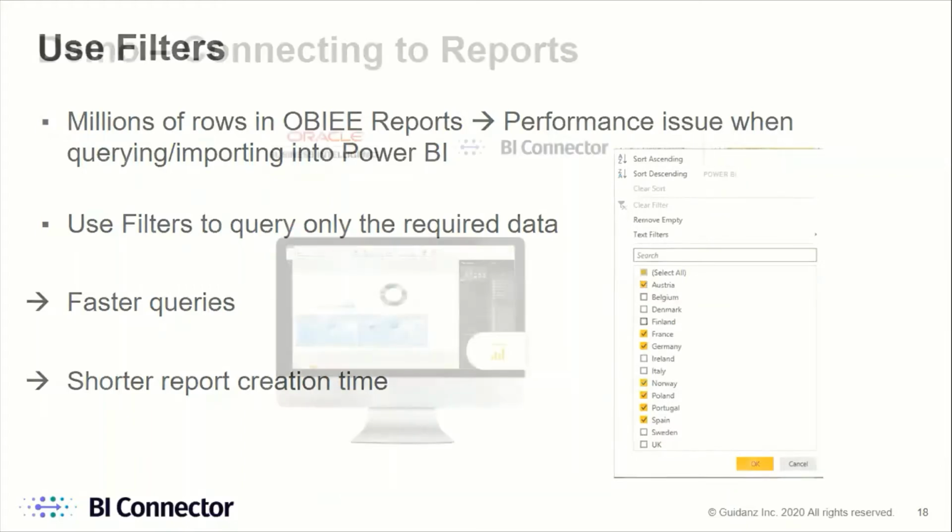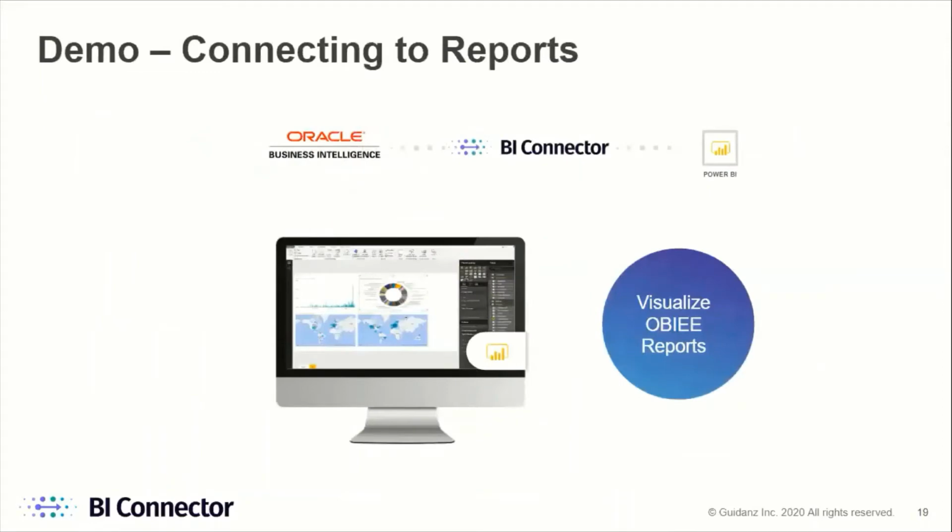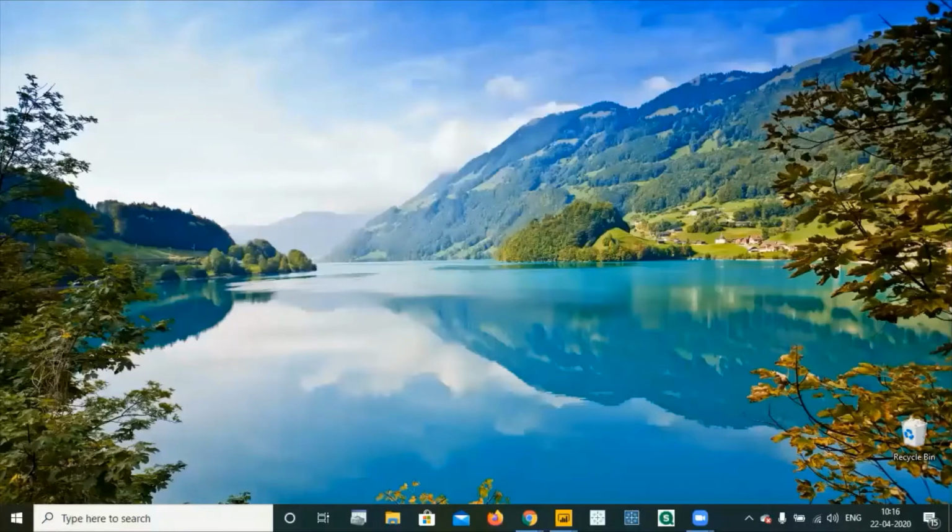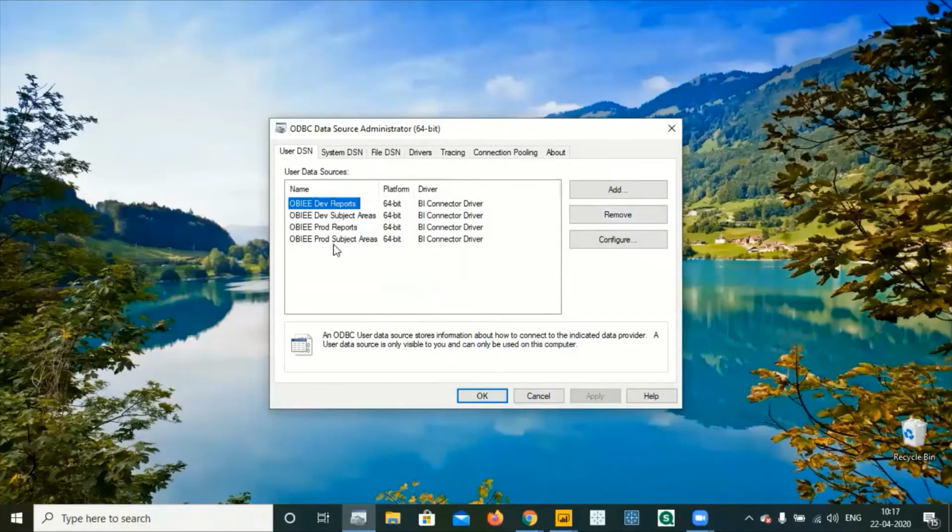Okay. Now let's see a quick demo of connecting Power BI to OBIEE reports. First we'll go with import, and then we'll see direct query and switching, and then we'll see the remaining tips. So first I open the ODBC 64-bit console. As you can see, I've set up some DSNs: OBIEE dev reports, OBIEE dev subject areas, OBIEE prod reports, OBIEE prod subject areas. If you have UAT, you can also add that as a DSN. So I'll show you how we have configured these DSNs.